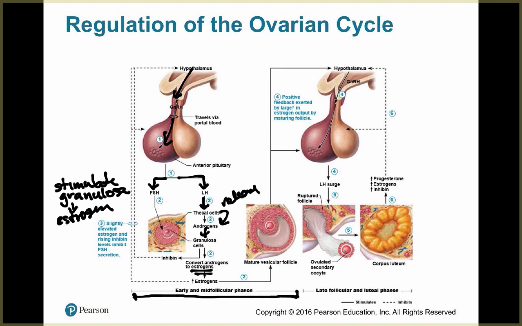Now, what happens here is when estrogen is released, it's going to create a negative feedback loop. And basically what it's going to do, if you see it goes up here, it's going to inhibit the release of follicle stimulating hormone and luteinizing hormone. Now, inhibin gets released from granulosa cells, and that just inhibits follicle stimulating hormone.